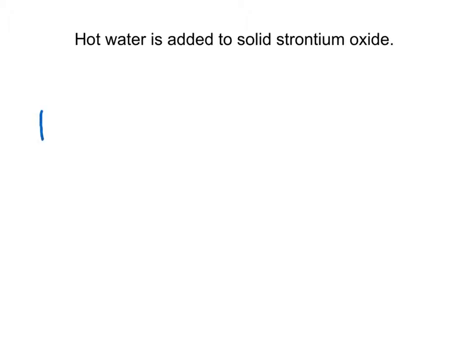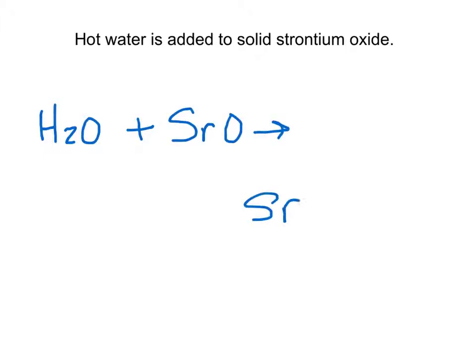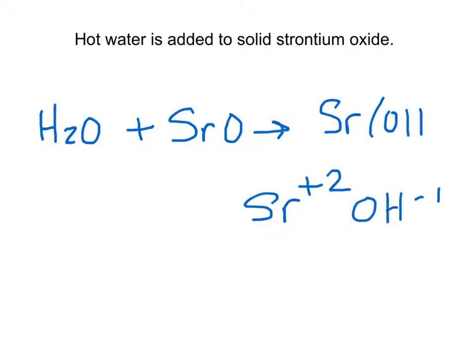In this reaction, hot water, and we don't really care about the temperature at this point, is added to strontium oxide. Strontium is +2, and it forms the base. So you would have strontium and 2 hydroxides, and it happens to already balance.